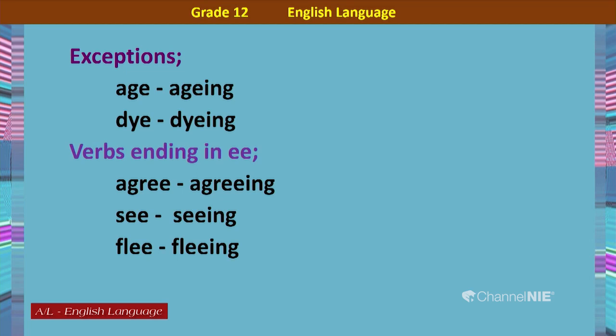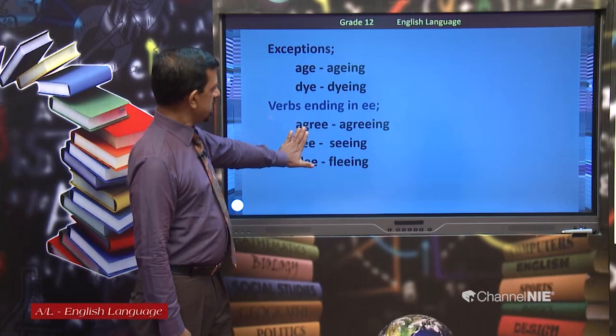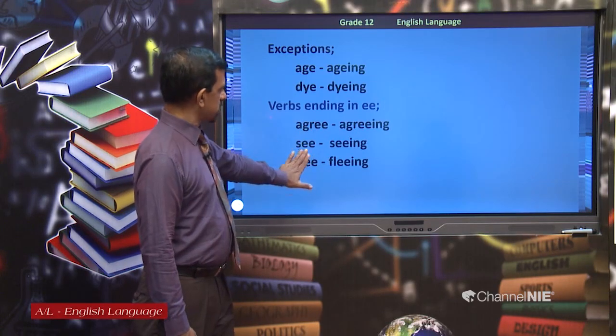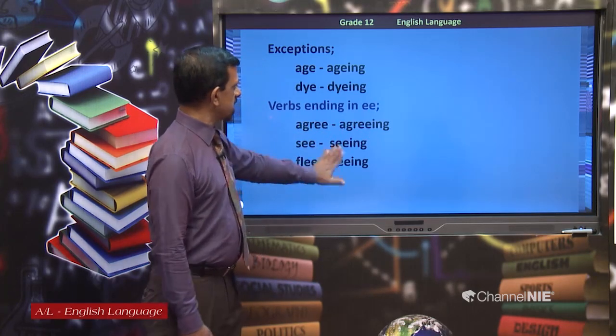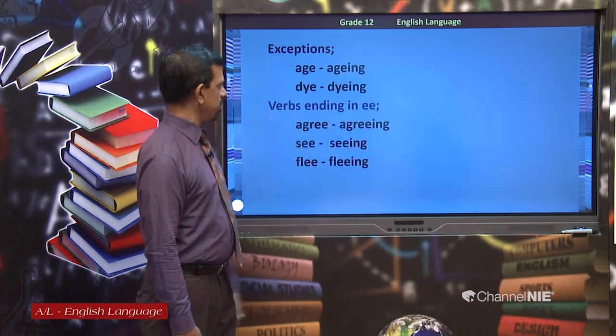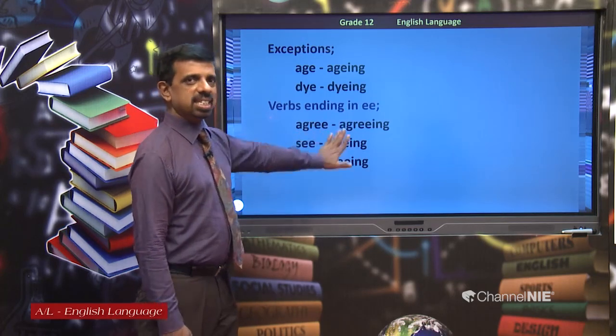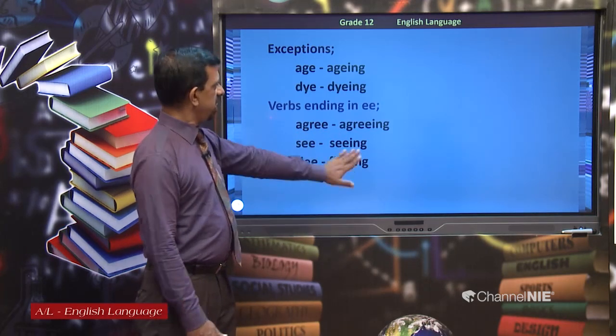Look at these three words: agree, agreeing, see, seeing, flee, fleeing. You would notice that the double E is kept. There is no change in the double E. We just add ing. Agree, agreeing. See, seeing. Flee, fleeing.